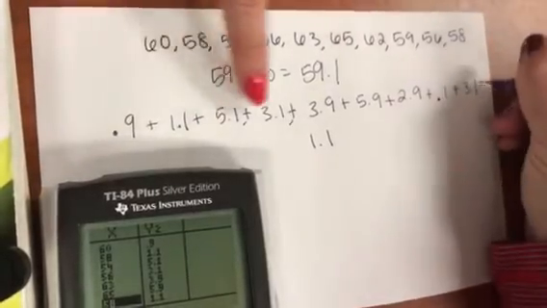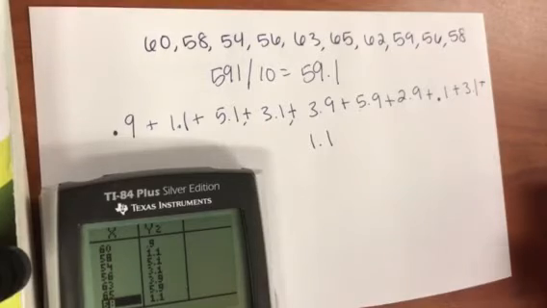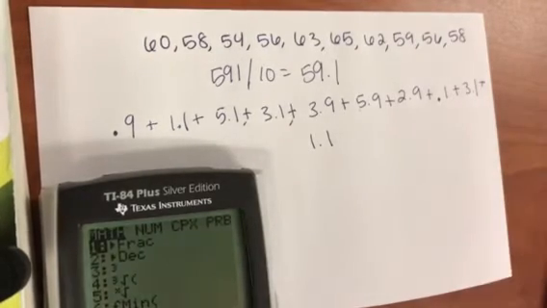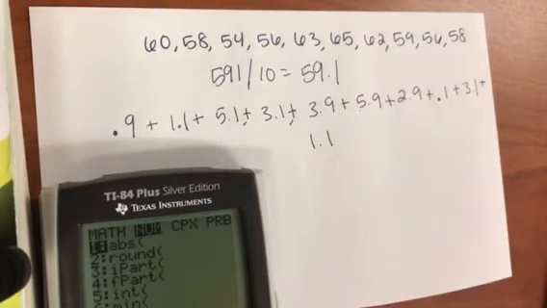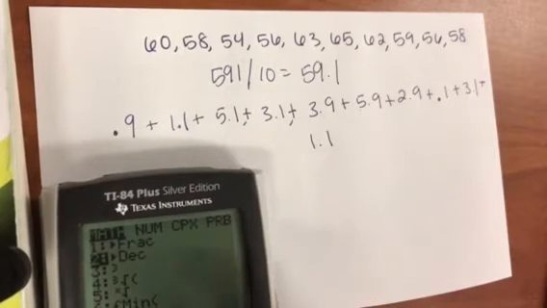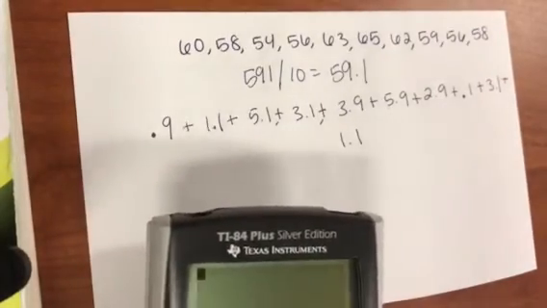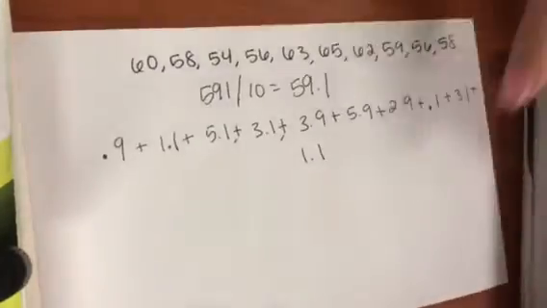Let's make sure. 1, 2, 3, 4, 5, 6, 7, 8, 9, 10. Perfect. Now we can get out of there. Second quit. There's a way on your calculators to find the average of any numbers you put in. I will find that out for you.